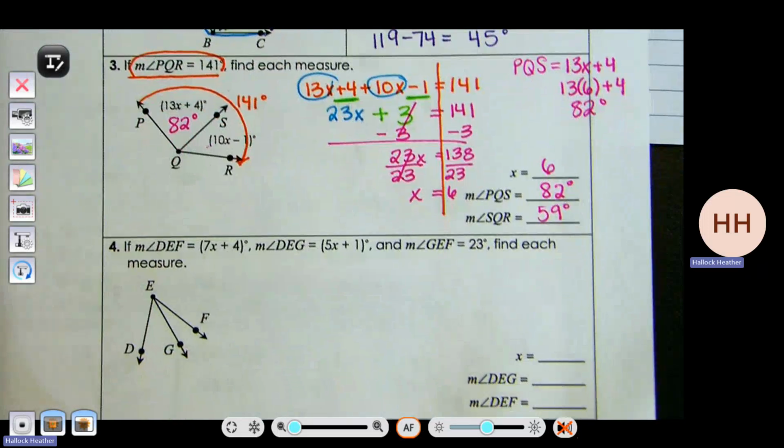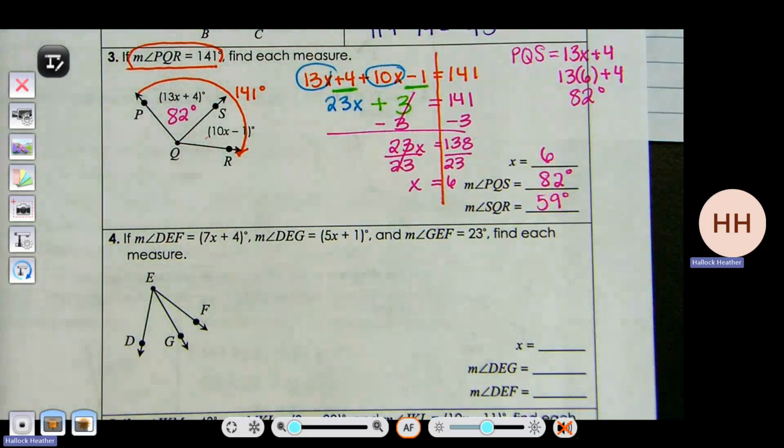So take a second, try number 4. You're going to take your information and you're going to put it in your picture. The picture is there to help. So when in doubt, draw it out, put your stuff in your picture.